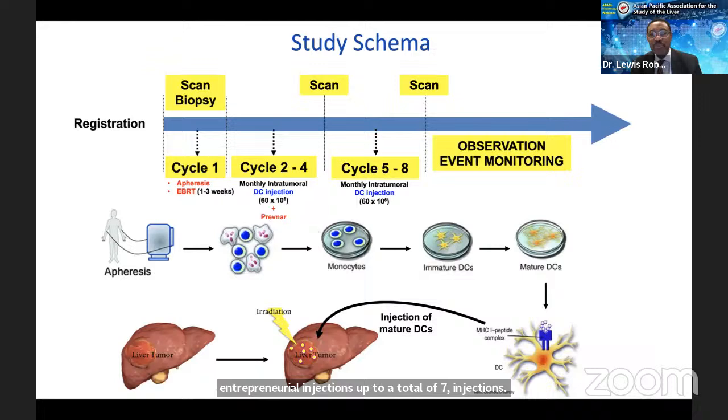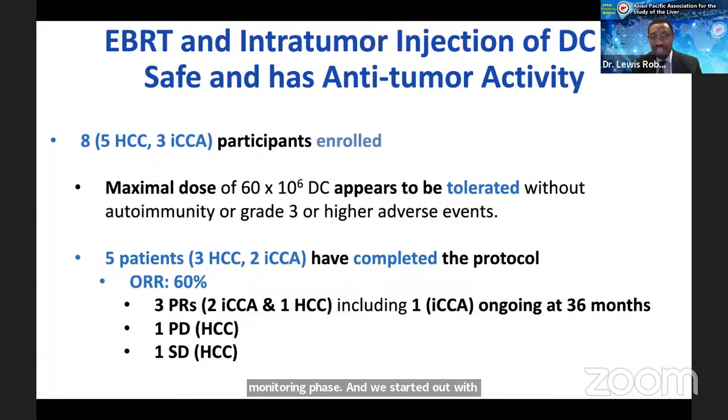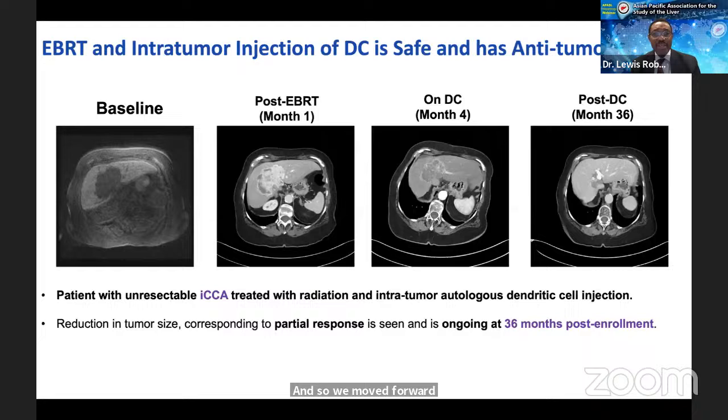And we started out with a pilot study in which we treated 5 patients with HCC and 3 with intrahepatic cholangiocarcinoma. The maximal dose of 60 million dendritic cells appeared to be well tolerated without autoimmunity or grade 3 or higher adverse events. And once we had a number of patients complete the protocol, we found objective response rates of about 60%. And so we moved forward with expanding this protocol.